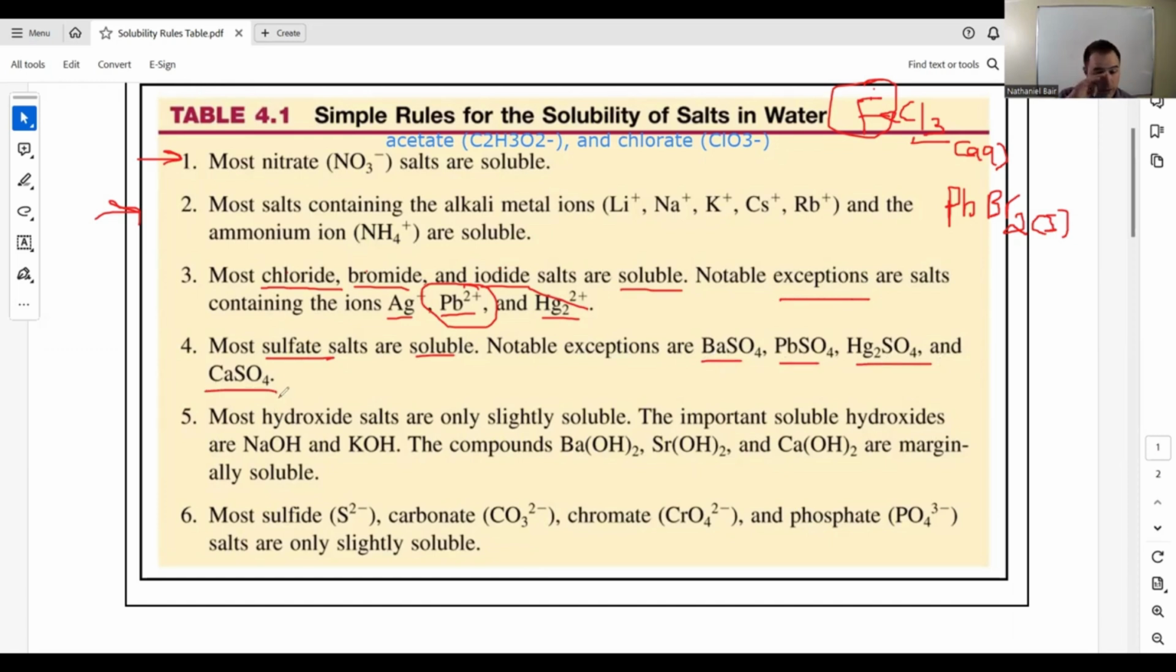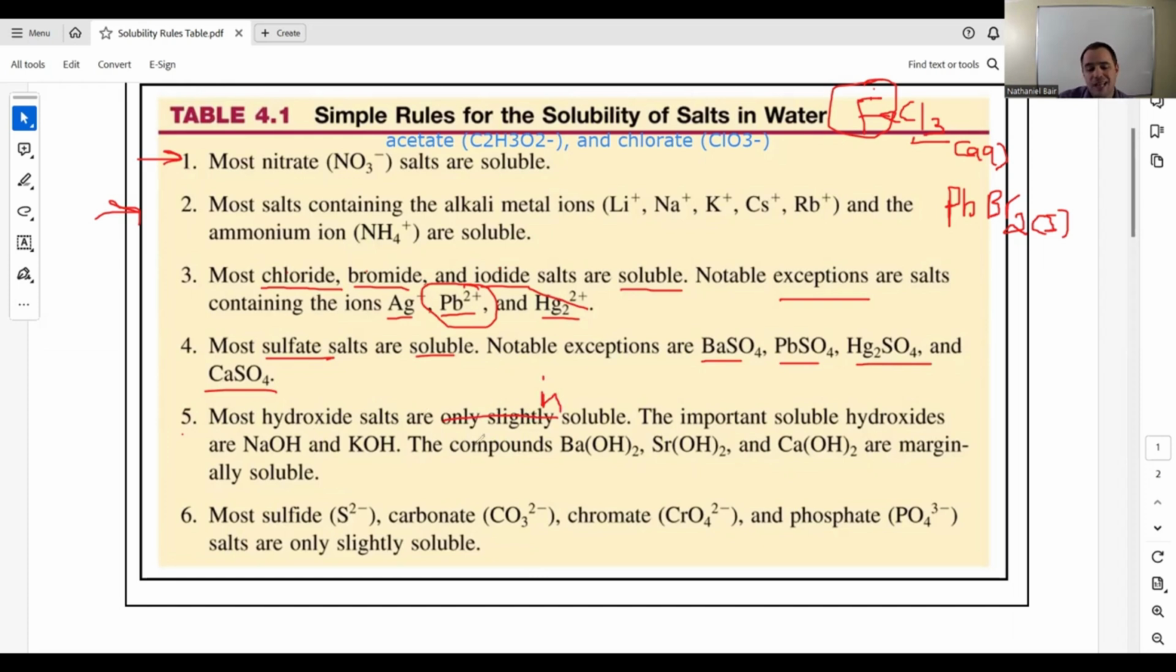They are not going to dissolve in water. They will not dissolve in water. Rule 5, we get to abbreviate quite a bit. In Rule 5, we're going to change this to most hydroxide salts are insoluble. I want you to change this to insoluble.